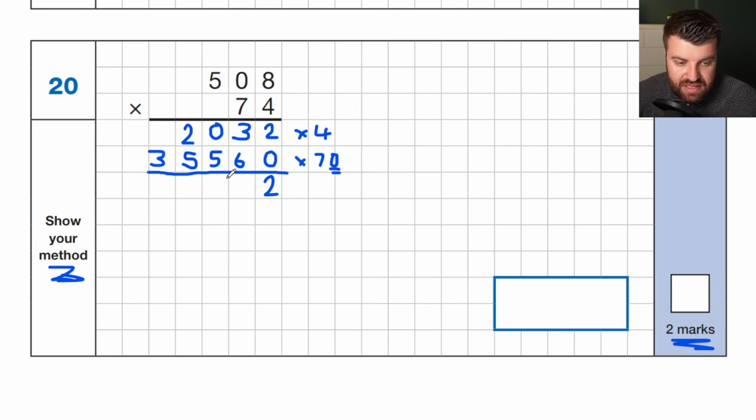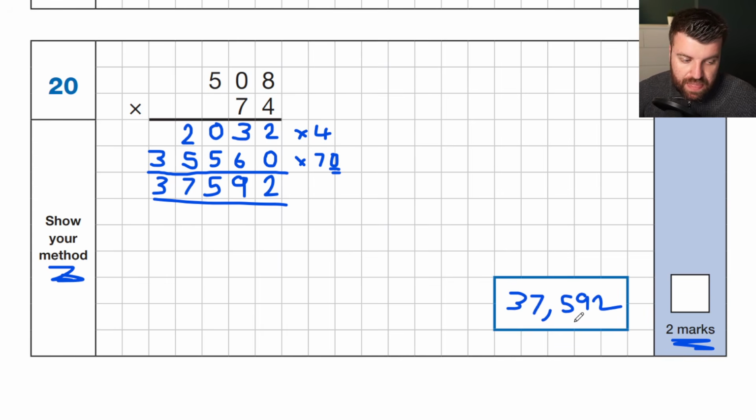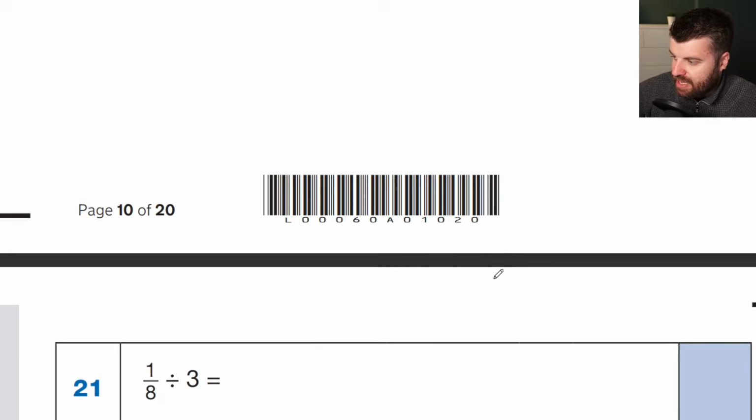And I'm in fact going to do it here. You could do it straight into the box. I would always recommend doing the full calculation and then copying it. Now I've got the answer directly into the box. 37,592. You don't have to put the comma in there. Sometimes children put a comma in and it looks like a decimal and you're going to get the answer wrong. So you have to make sure your commas are really clear.